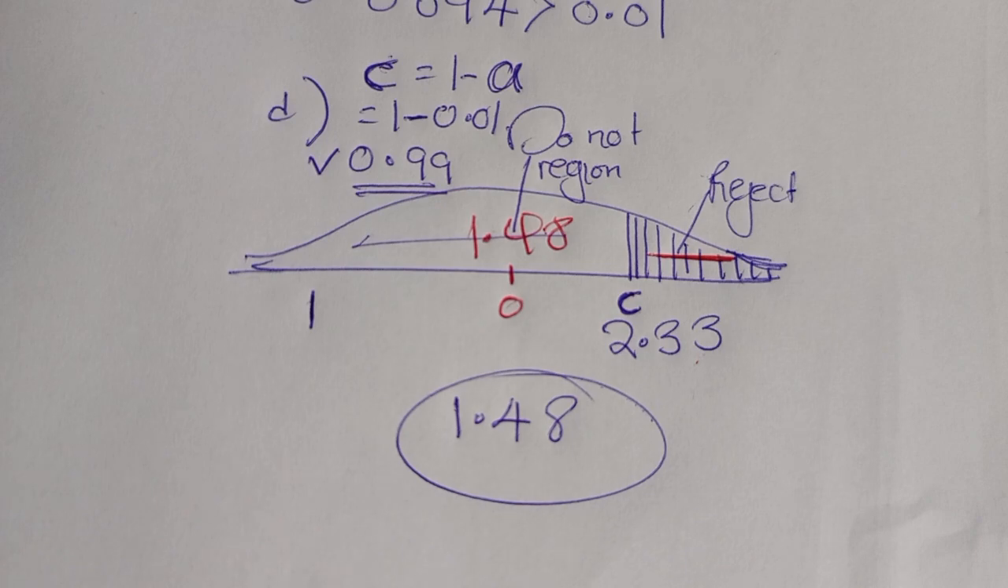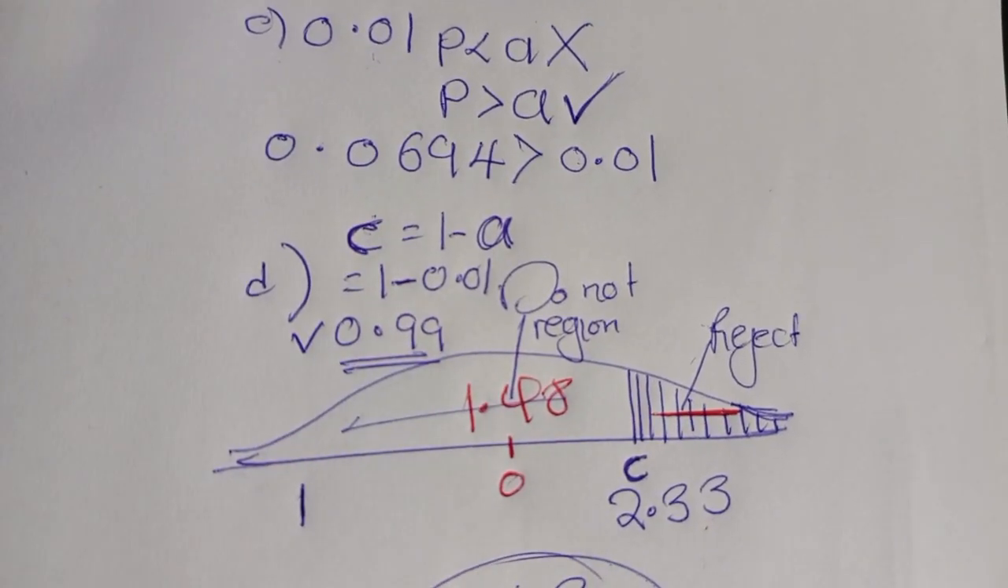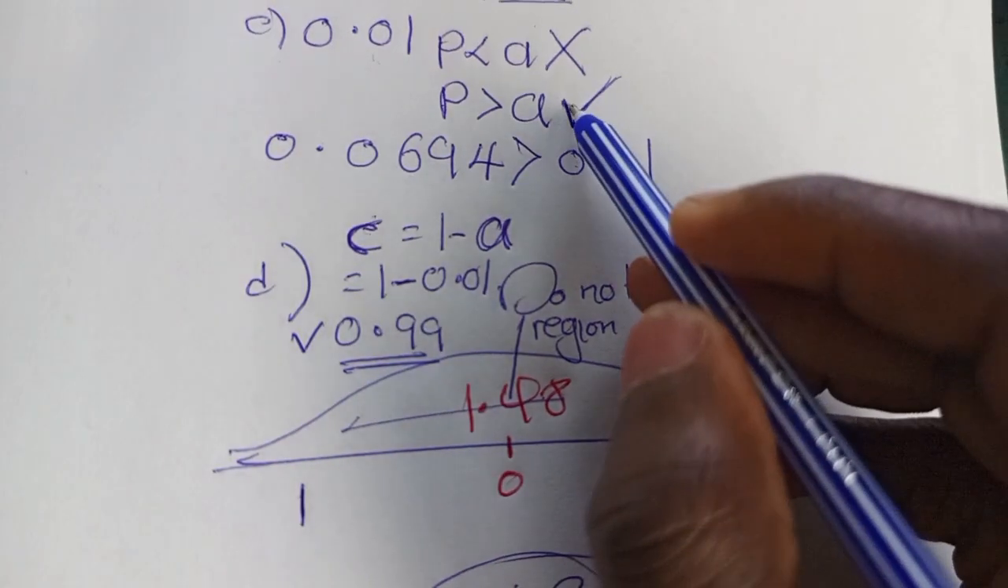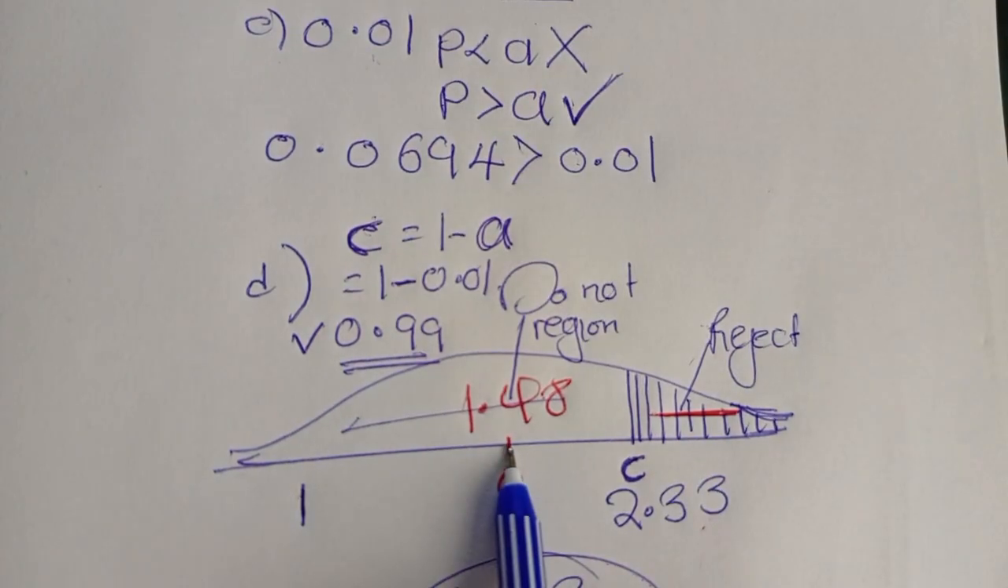So this is how basically you approach such kind of questions, by using either the critical value or the alpha. So remember, under the alpha, we said we are accepting. And here we are also accepting.